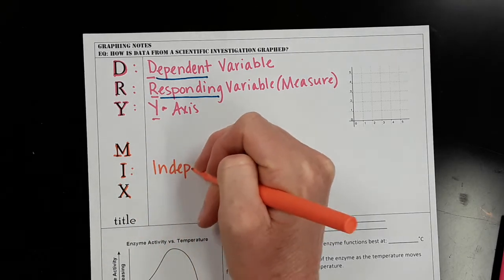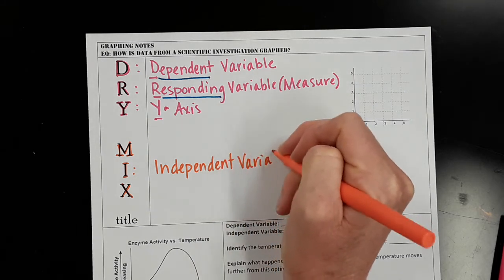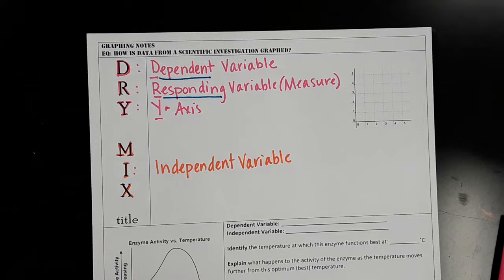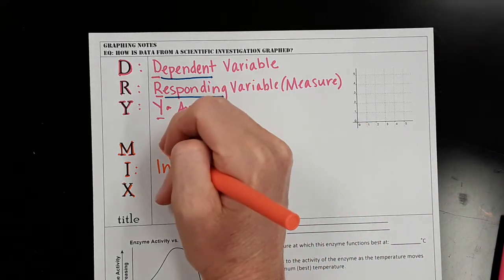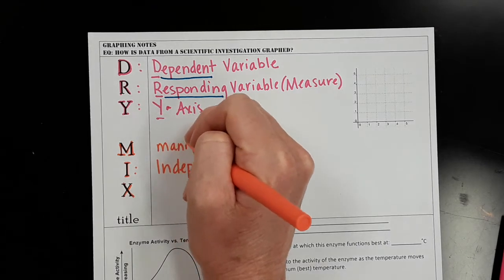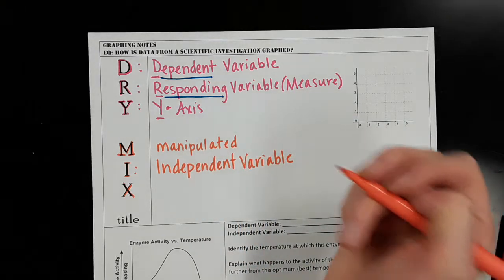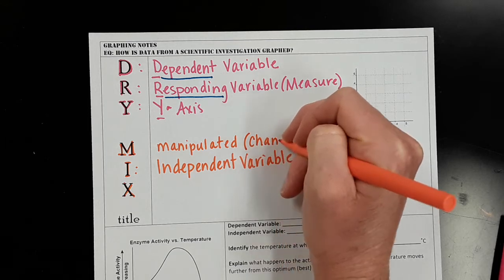The independent variable is the thing that you're testing or the thing that you change in an experiment. Next week we're going to run an experiment and change something between two groups, a control group and an experimental group. The thing we change is the thing that we manipulate, so this is the manipulated variable. It's the thing that changes, the thing that's being tested.